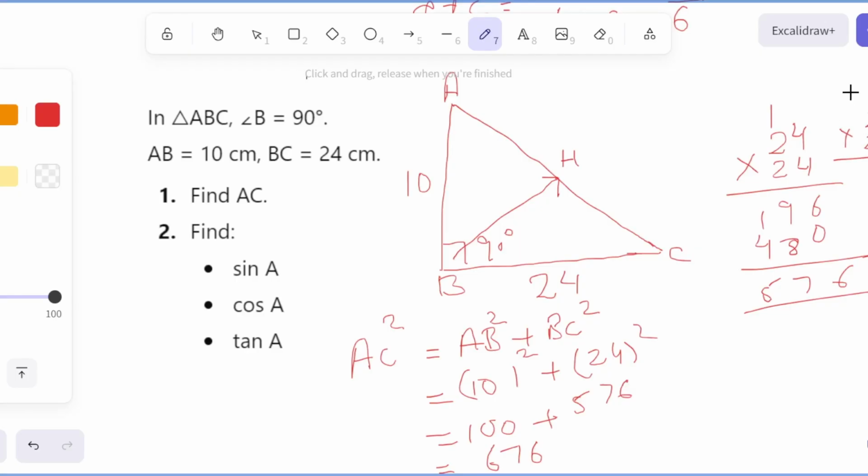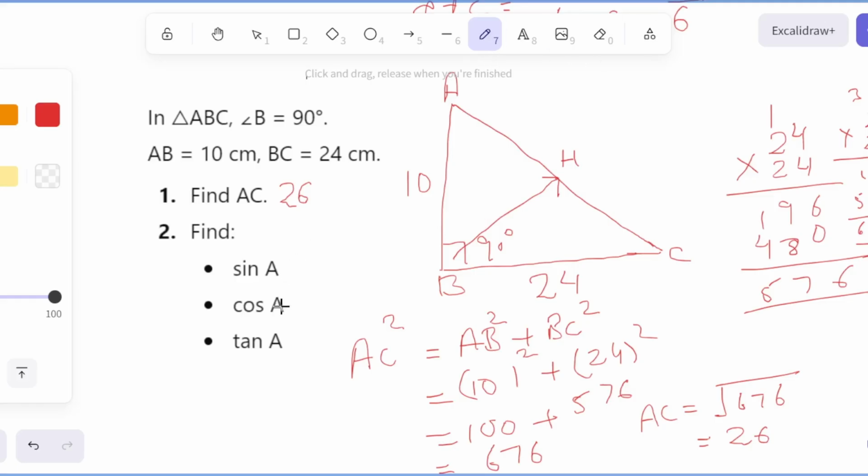6 times 6 is 36, 6 times 2 is 12, so 1, 2, 5, 6. Yes, we were right. So AC will come out to be the square root of 676, and that will be 26. So we were able to figure out AC, which they asked. That is 26. This is how we do it.